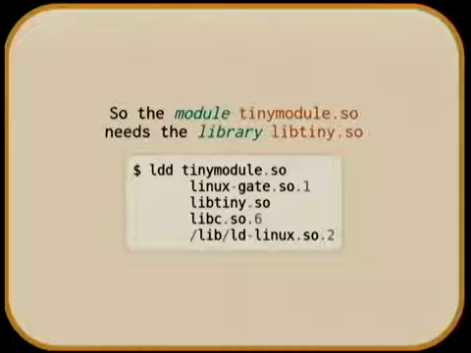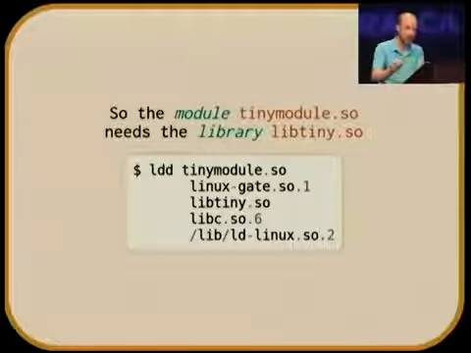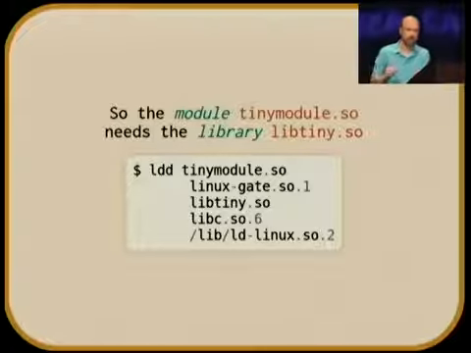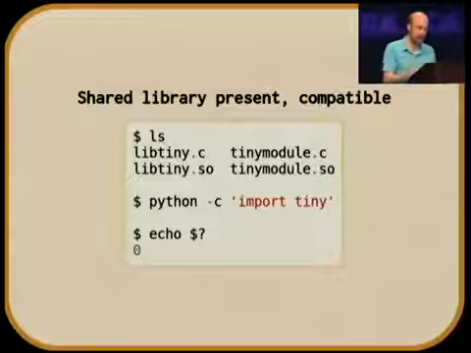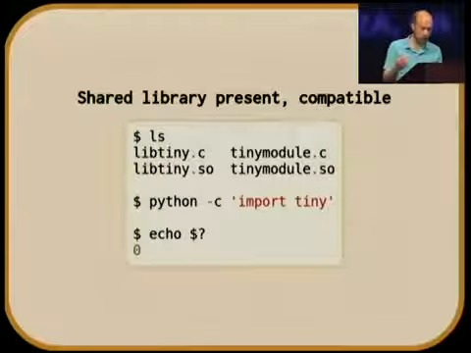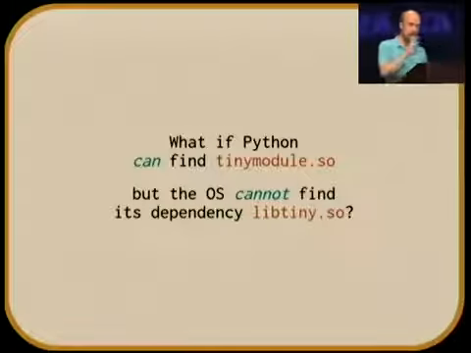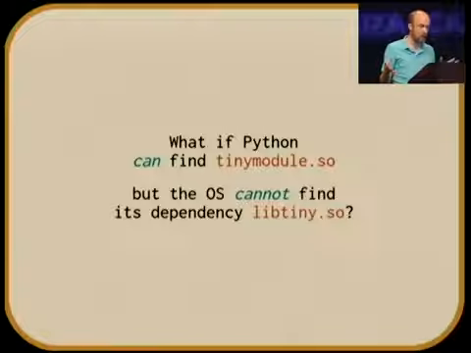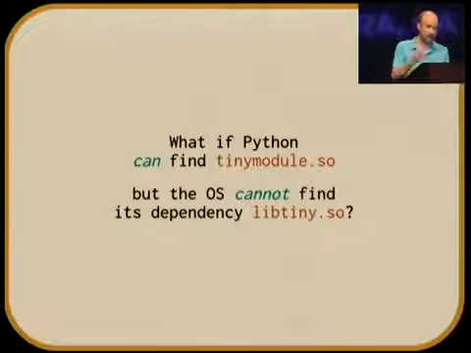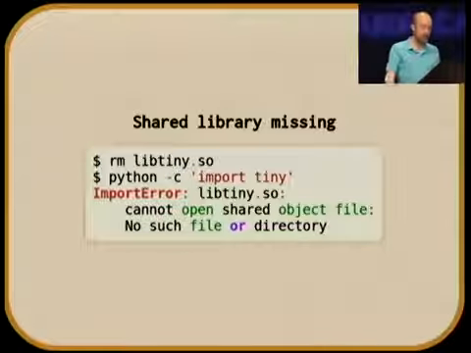And now we're all set up and you can confirm it's working by running ldd on tiny module, and sure enough, in the list of things it needs is libtiny. If we run import tiny, it works just fine. Now, what if Python can find tiny module, but the OS, because of some upgrade, can't suddenly find its dependency? And this is the error.